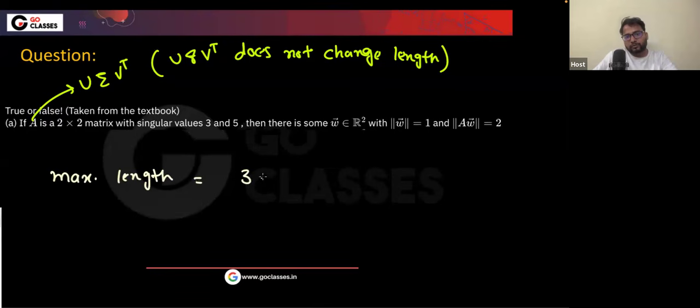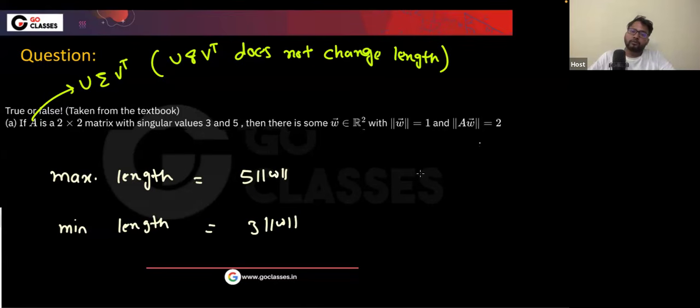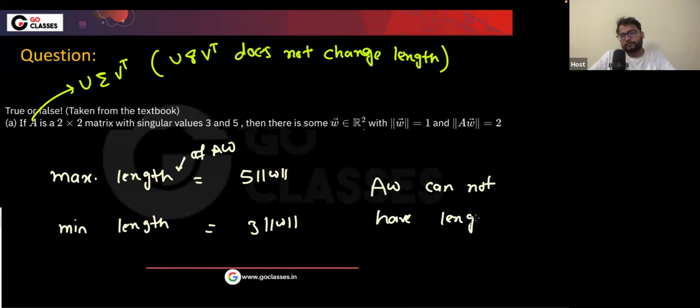Could it be 3 into, sorry, 5 into W? It is only when both are actually 5. Okay, minimum length 3 into W. It is when both are actually 3. Can it be 2? Can it be 2 of AW? So AW cannot have length lesser than 3. Okay, so this is actually false.